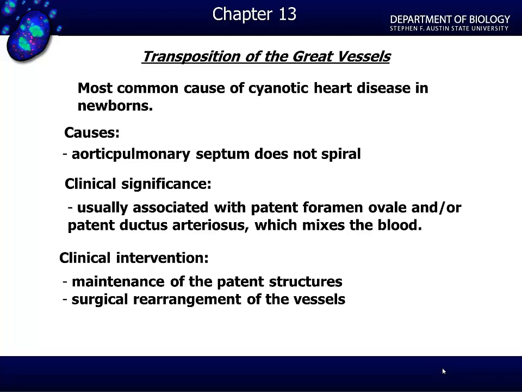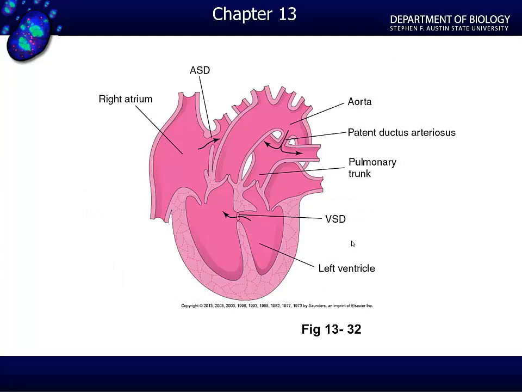The only way to get oxygenated blood to the body is through these bypasses, the patent foramen ovale and the patent ductus arteriosus. So those have to be maintained until we can surgically rearrange those vessels. Now, when you look at this at first, it doesn't look that bad. It looks fairly common. But notice, here we have the right side, boom, right into our aorta. Left side, right into our pulmonary trunk.